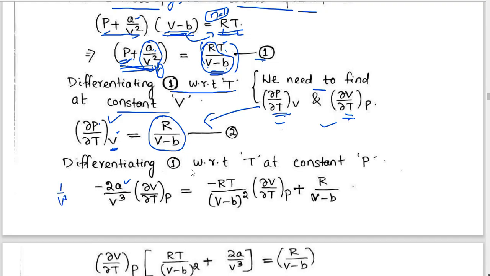We have to take its derivative. V square means V to the power -2. The derivative will be -2 times V to the power -3, which means -2 divided by V cube. So this part is -2 divided by V cube, and A is already constant there. The next part is del V by del T at constant P.